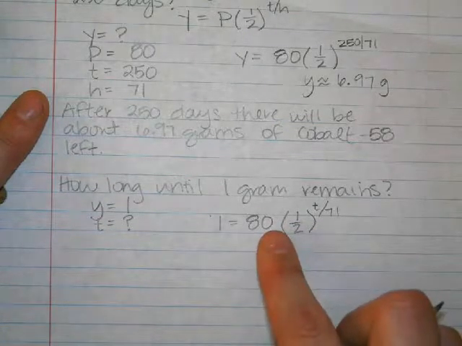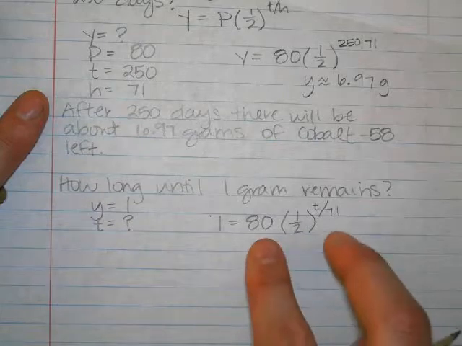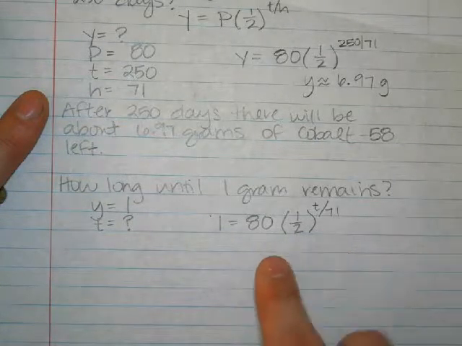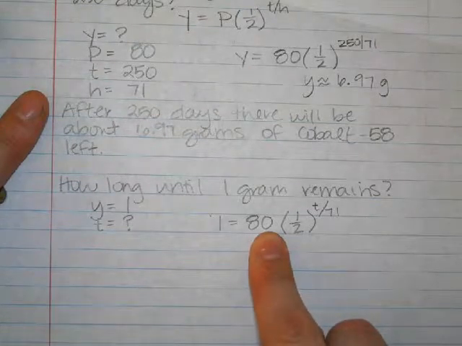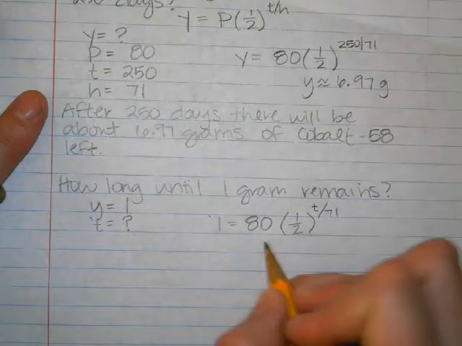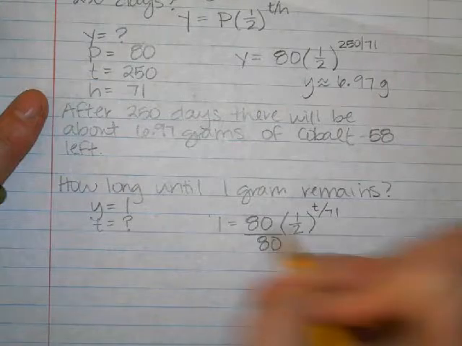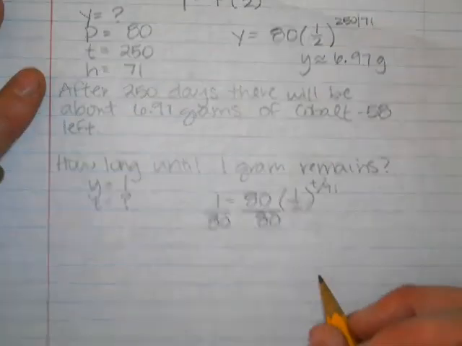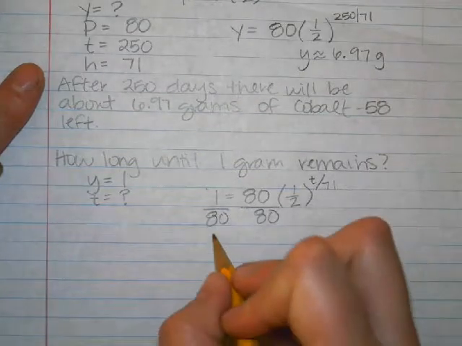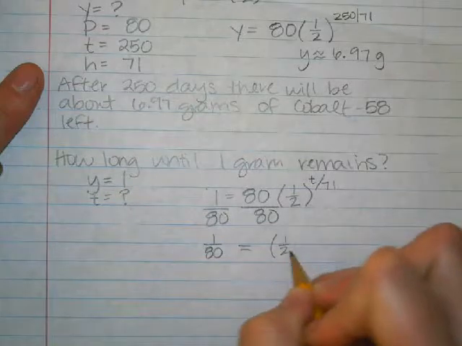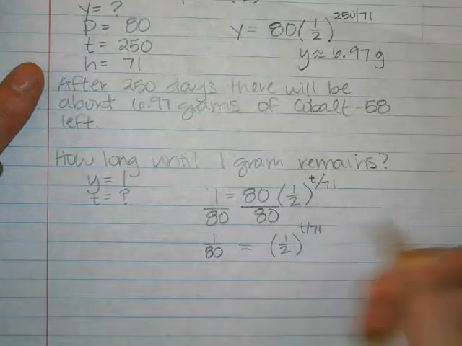The reason you cannot multiply these is because you can't multiply numbers that have two different bases unless their exponent is identical. Does the 80 have an exponent of t over 71? No, it has an exponent of what? 1. It has an exponent of 1. That's why we can't multiply them. So we're going to move that 80 over to the other side. Totally tricked you. So 1 over 80 equals 1/2 to the t over 71.